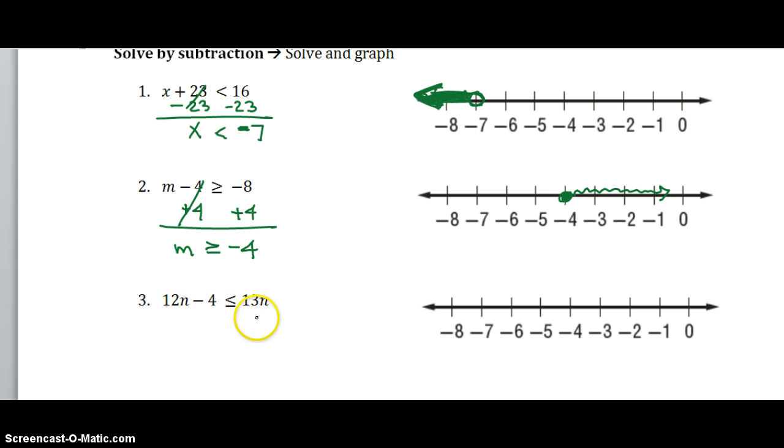All right, here's number 3. I have a variable on both sides. If I take 12n over, then I'll be done in one step. -4 less than or equal to 1n. But there again, you're going to want to make sure and think about n. The Pac-Man wants to eat the n, so n is greater than or equal to -4. So your arrow is going to the right.